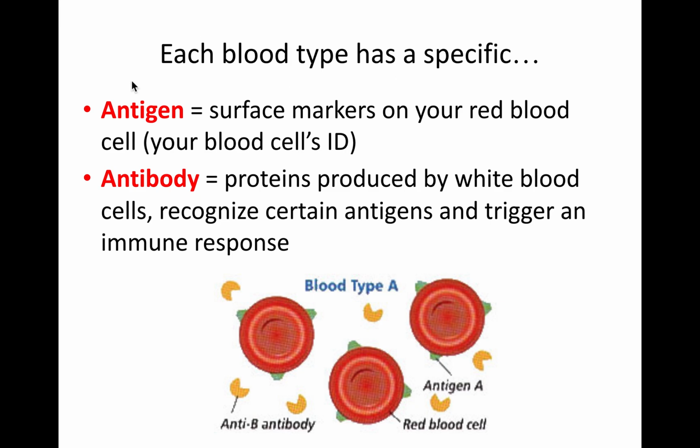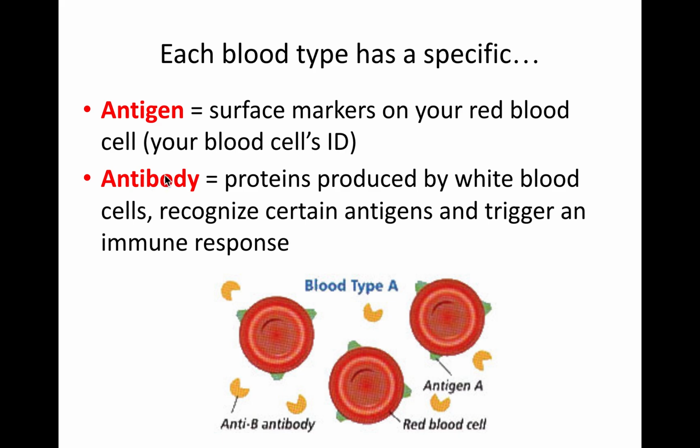So each blood type has a specific antigen. So remember, antigens are the surface markers on your cells, in this case, red blood cells. And this is your blood cells' ID system. So the antigen is a marker that is going to be recognized by your body, and it helps it figure out what it shouldn't be accepting, what shouldn't be there.